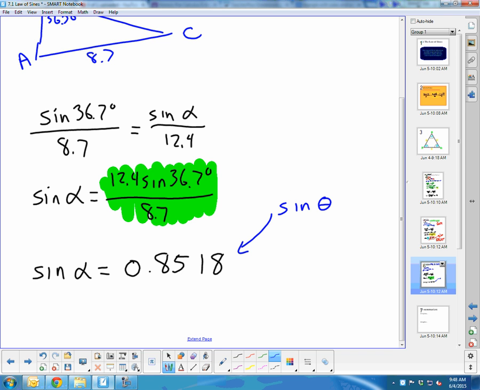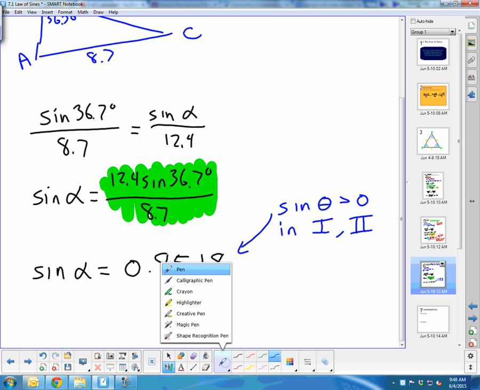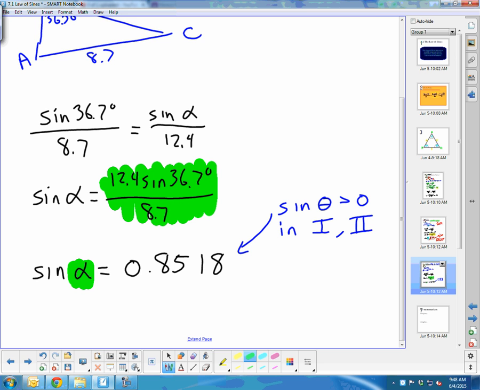Sine of theta is greater than 0 in the first quadrant and the second quadrant. And since we're dealing with oblique triangles, it is possible for this angle alpha to be an acute angle, and that's what it would mean if alpha is in quadrant 1. But it also could be in the second quadrant if alpha is an obtuse angle. And we're not dealing with right triangles, so it is okay for it to be an obtuse angle.